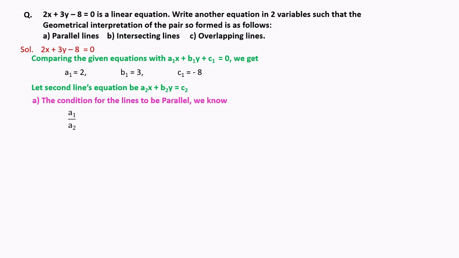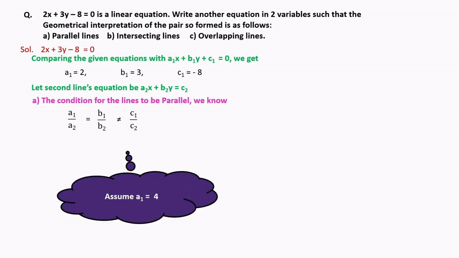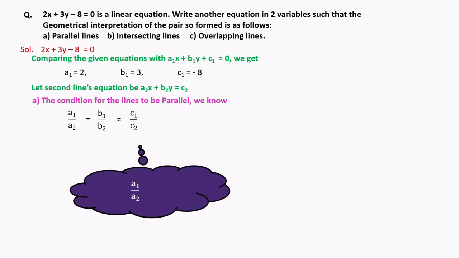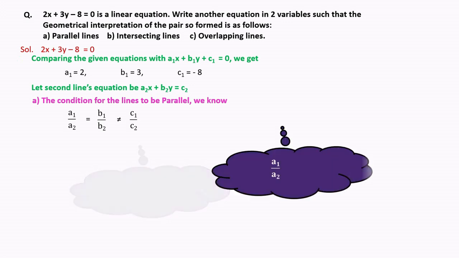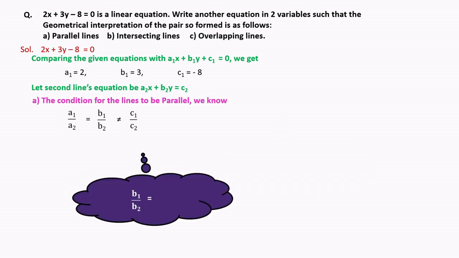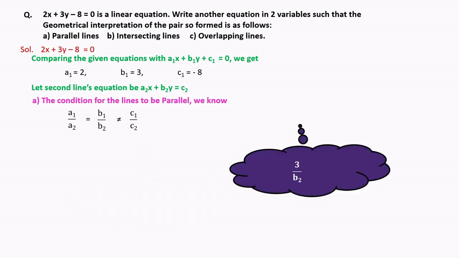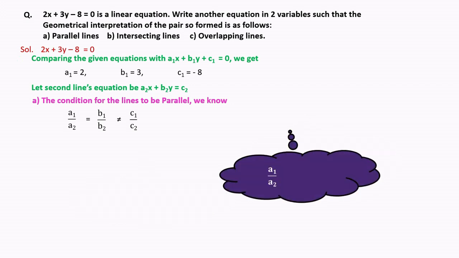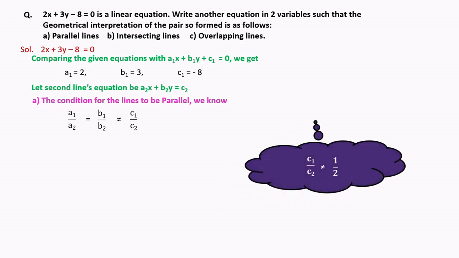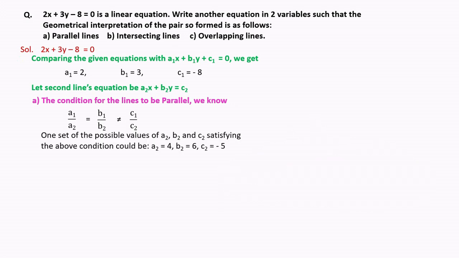Case A, parallel lines. Condition: a1 by a2 equals b1 by b2 but not equal to c1 by c2. Take values. a2 equals 4, b2 equals 6, the same ratio as 2 is to 3. But choose c2 different so that the ratios are not equal. Let c2 equals plus 5. So, the second equation is 4x plus 6y plus 5 equals 0.